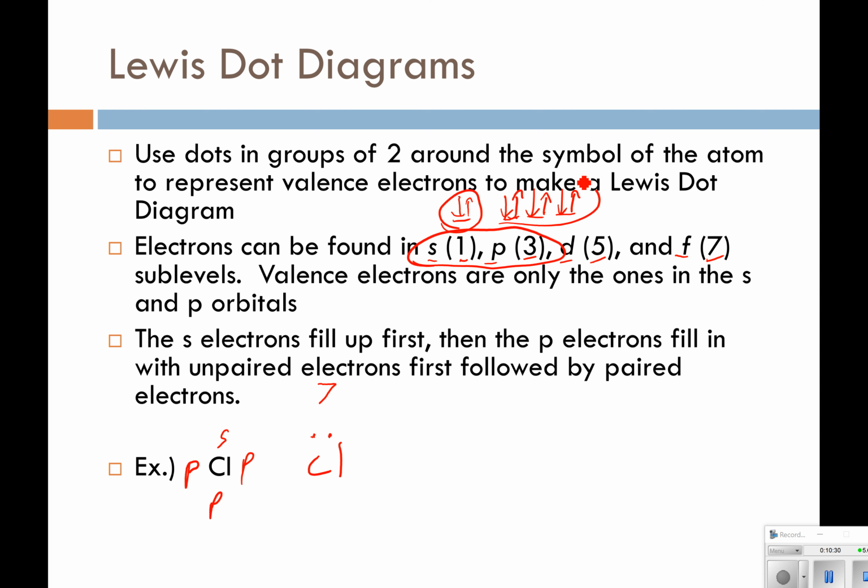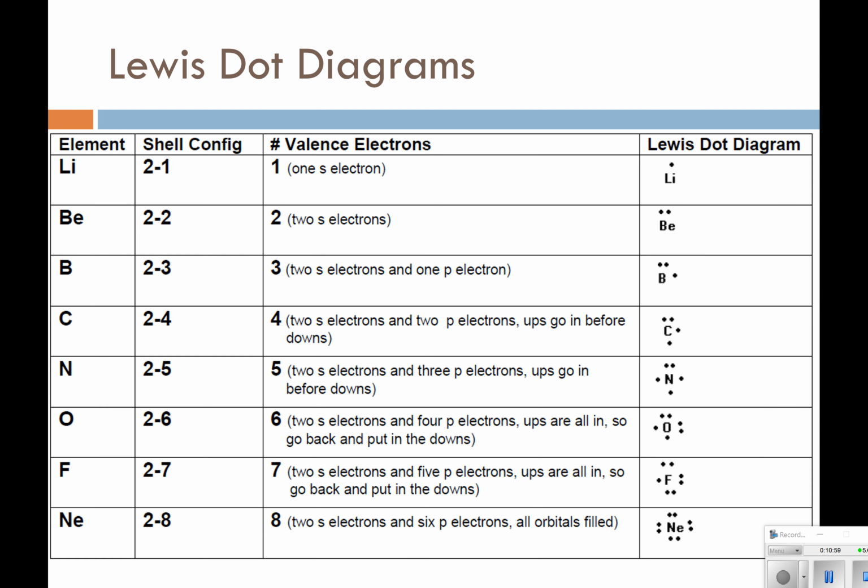Now we have 3p orbitals. And when we draw these, just like we do with the arrows, we always put 1 in each orbital before we pair them up. And then we can pair them up. So this would represent 7 valence electrons around chlorine. And this one actually has another open spot right here. It still can hold 1 more electron, which is important because it explains a lot of why chlorine is so reactive, which we get into in our next unit.